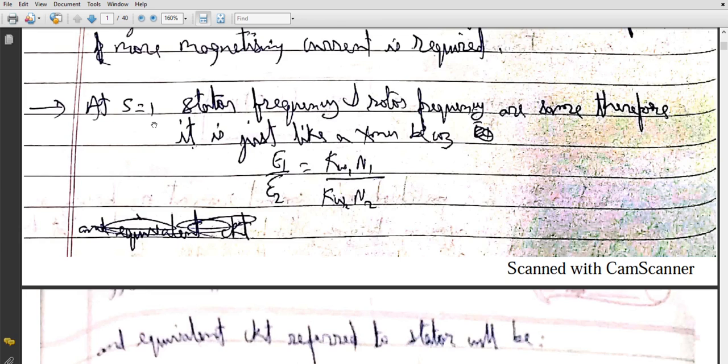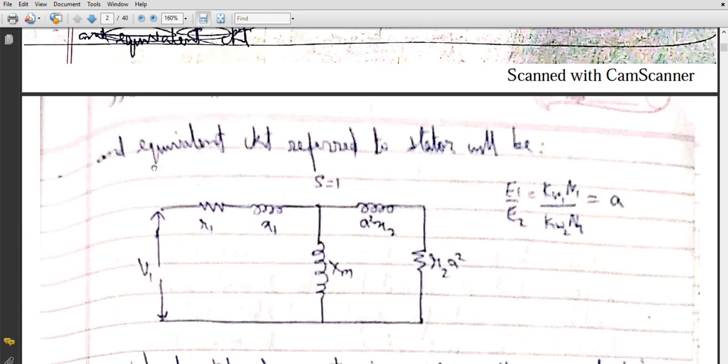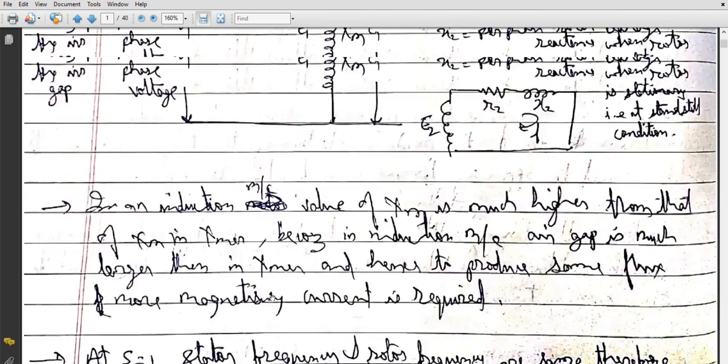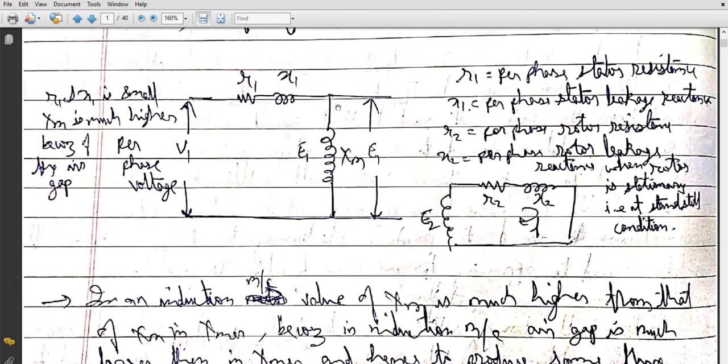So we are talking about this stationary case. Now, at s equals 1, stator frequency and rotor frequency are the same. Therefore, it is just like a transformer, and the equivalent circuit referred to the stator will be like this. In a transformer we were doing the same thing. You can compare this part to the primary side of the transformer, and this part to the secondary side.